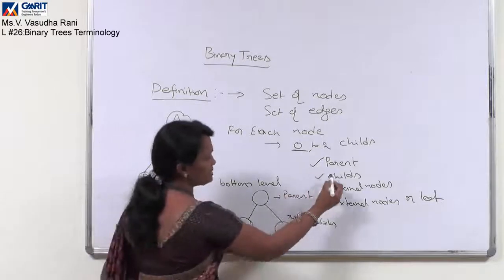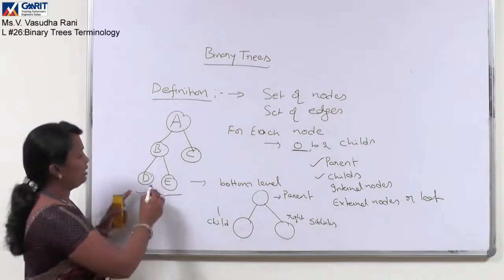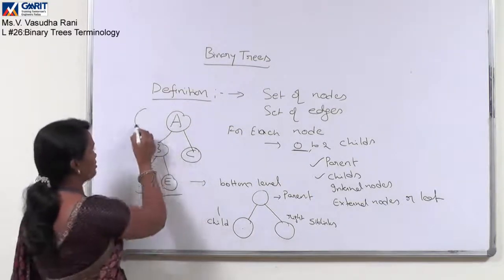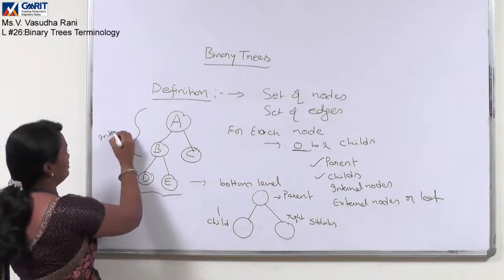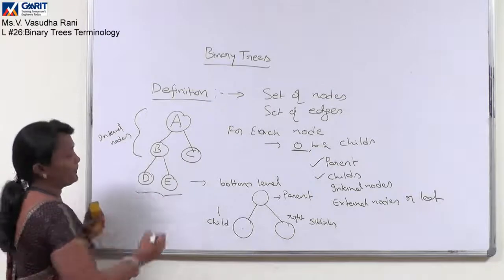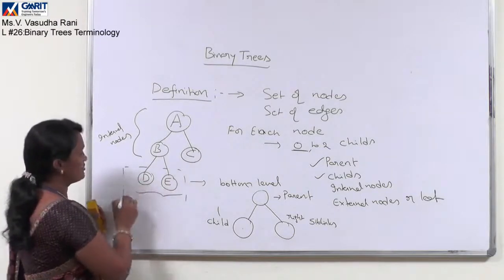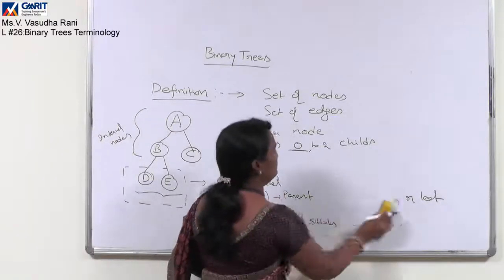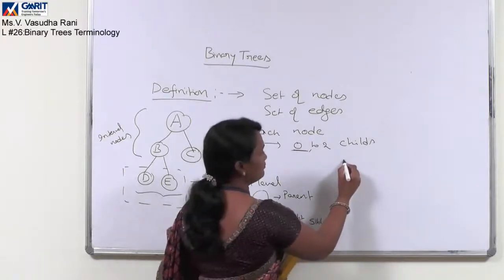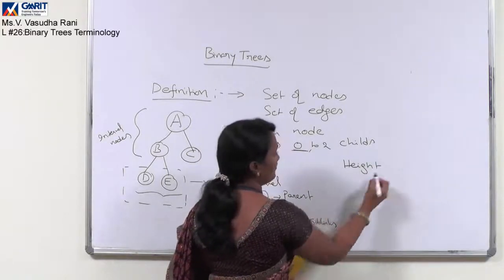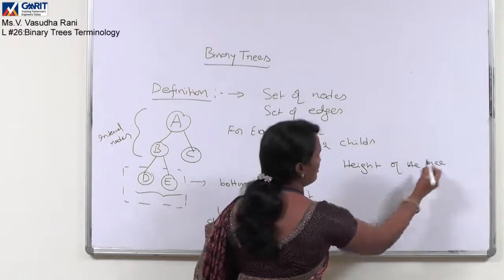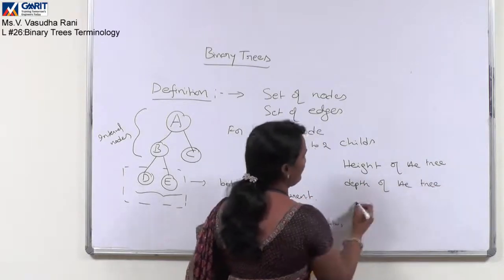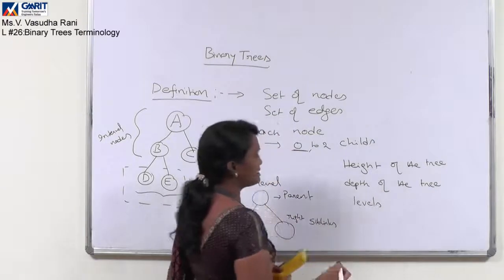This is about parent and childs. Coming to the internal nodes, except the bottom level leaf nodes, all the other nodes are called internal nodes. Among these, these are internal nodes, and this set is called external nodes. And we have other terminology: height of the tree, depth of the tree, and levels of the nodes.